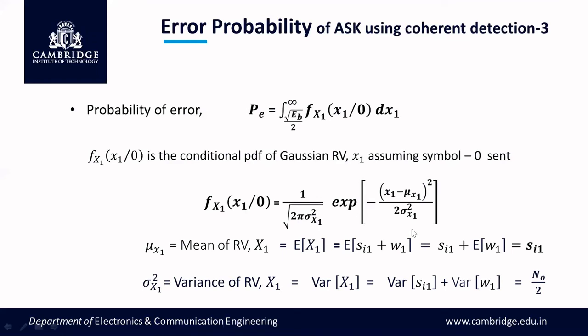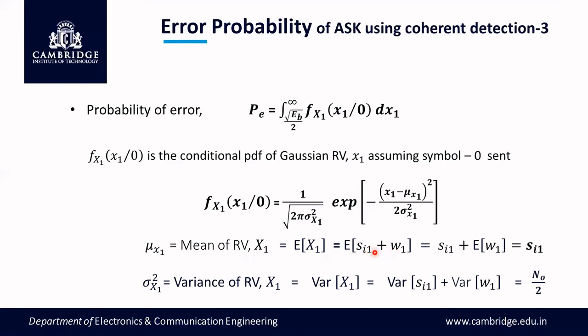So I've shown how to represent this probability of error calculation in terms of mean and variance. Some of the others use different standard integrals for representation. The mean means expectation, so the expectation of x1 contains two values. One is the signal component, another one is the noise component. There is SI1 as the signal component, and W as the noise component. So we can find the expectation of each separately.